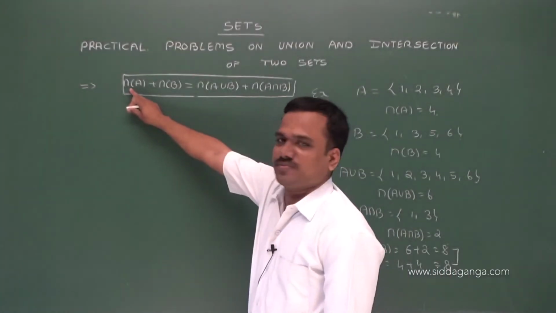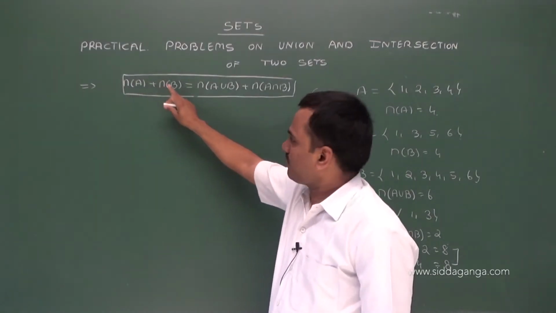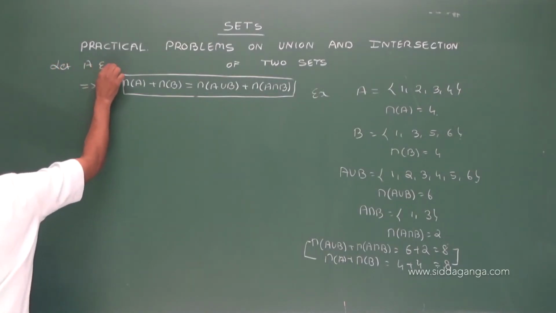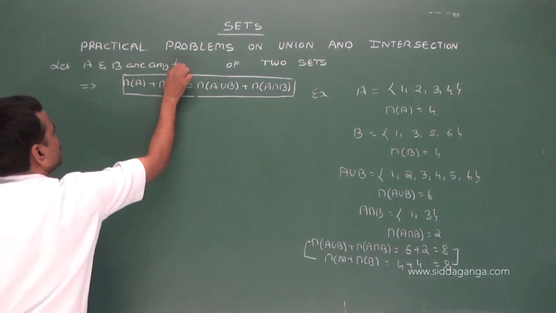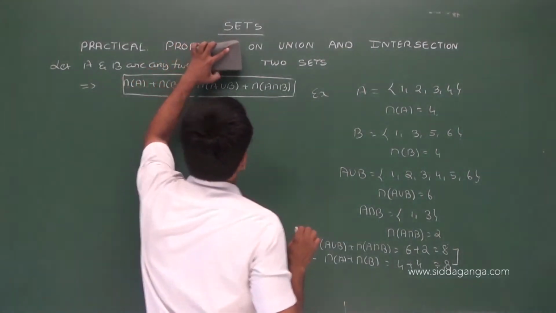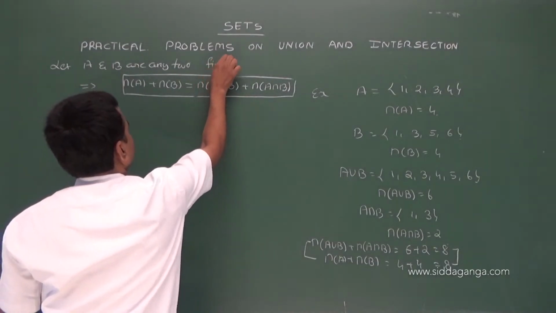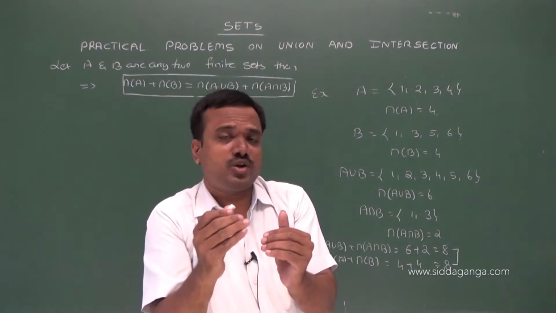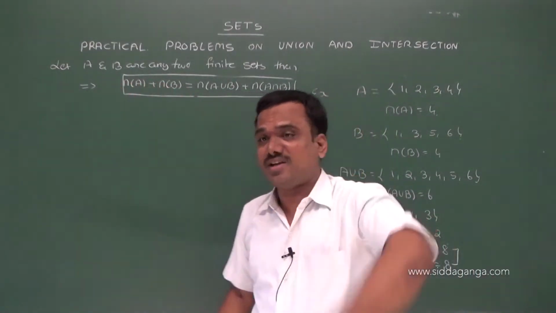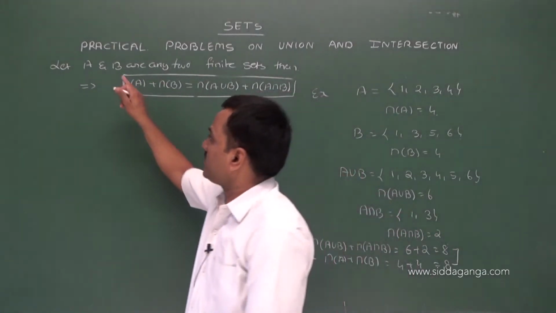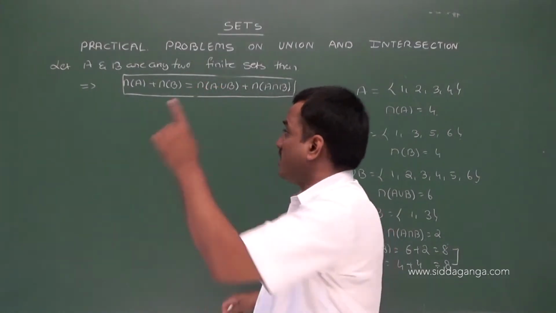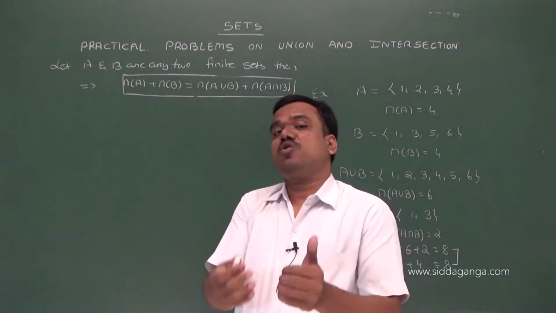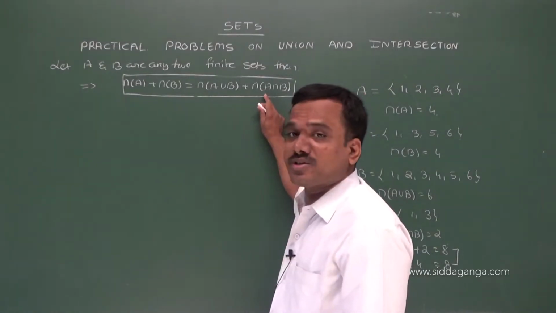The formula says that, let A and B be any two finite sets, then n of A, the total number of elements present in A set, plus n of B, the total number of elements present in B set, is always equal to n of A union B, that means the total number of elements present in A union B, plus n of A intersection B, the total number of elements present in A intersection B.